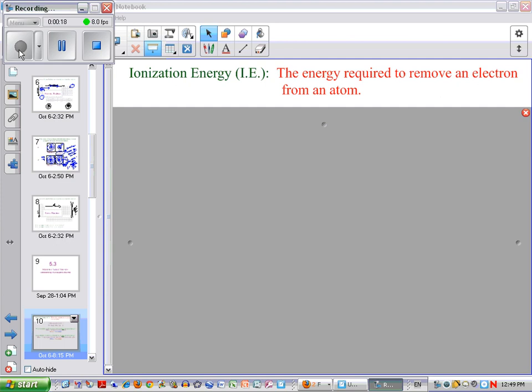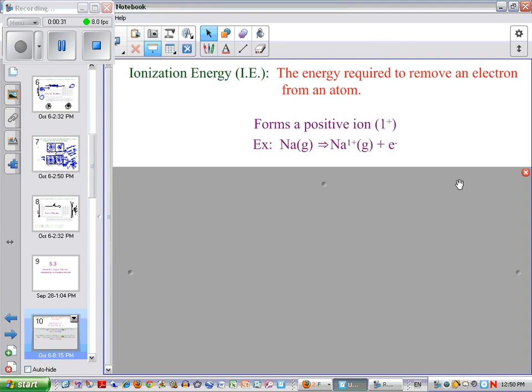So if you want to walk up to an atom and take its electron, how hard is it going to be for you to take that electron? So, if you're removing an electron, you're forming a positive ion.